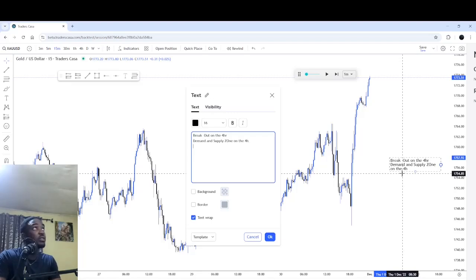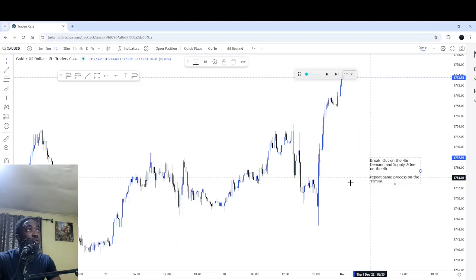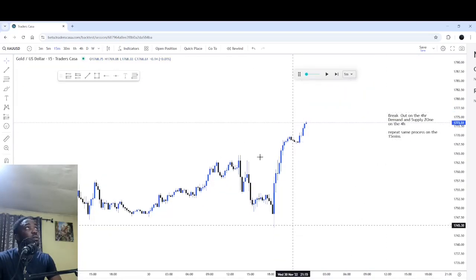Then we'll repeat the same process on the 15 minutes. You have a breakout and you have a demand zone. Then you set a buy limit, or a pending order. Okay, so this is our plan. This is what we are backtesting, to see whether we are profitable with it.